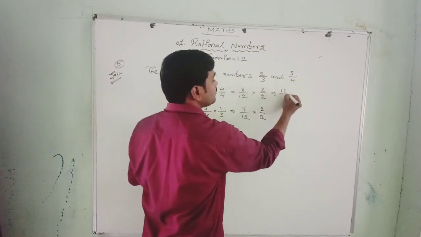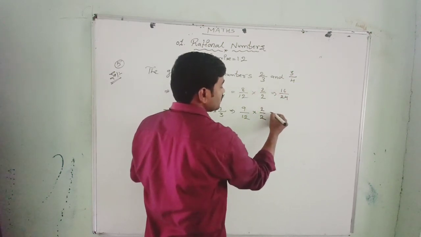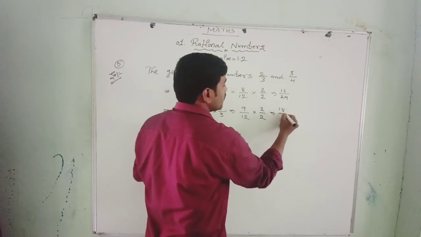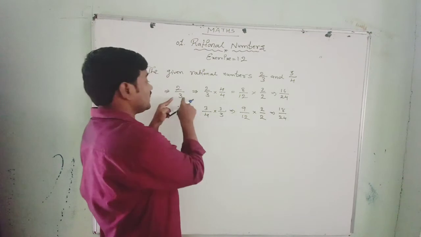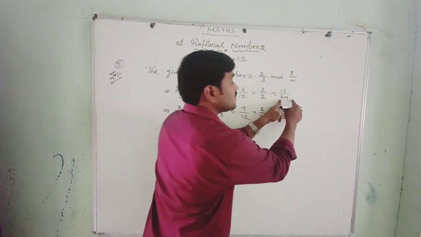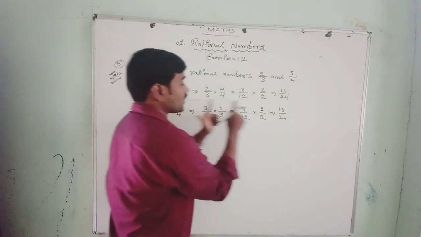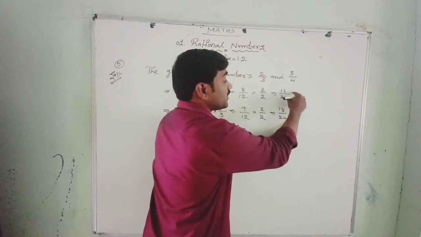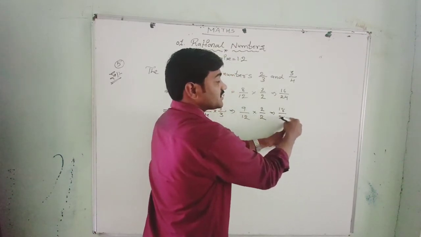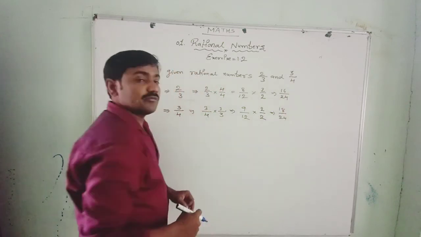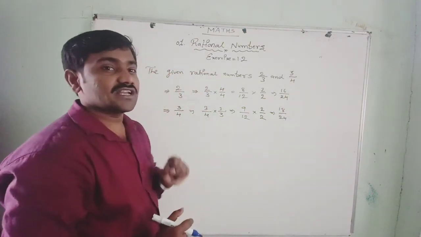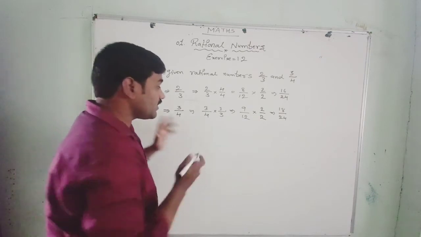So what we do it now? 8 2s are 16 by 24. This will be 9 2s are 18 by 24. See, 24 and 24. Here denominator 3 I changed as a 24. Here denominator 4 also I changed as a 24. That means now here denominators are equal, 24 and 24. Now you compare the numerators 16 and 18. Between 16 and 18 there is one rational number, 17. Yes, now we can write.